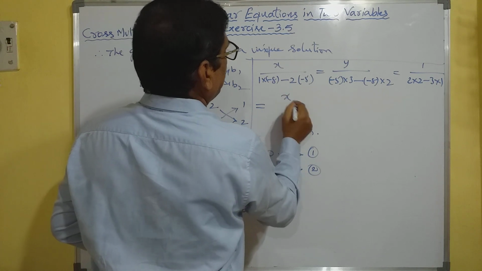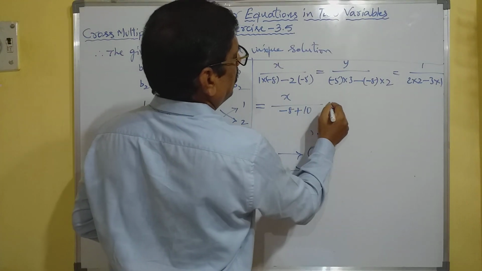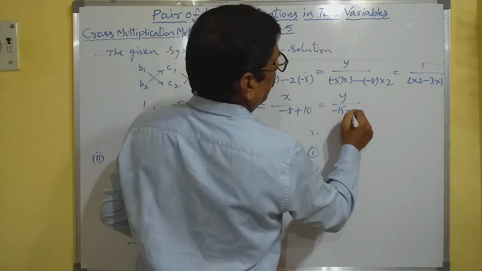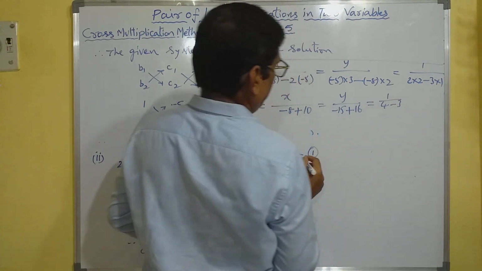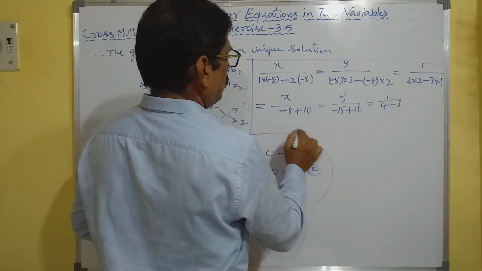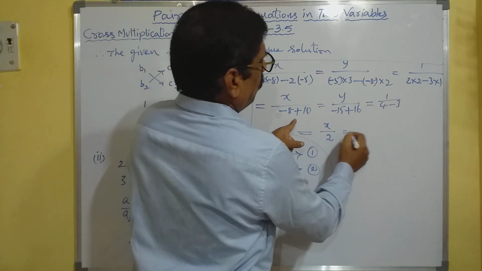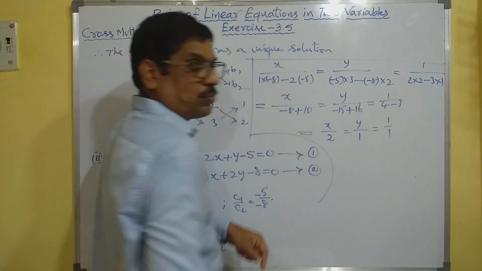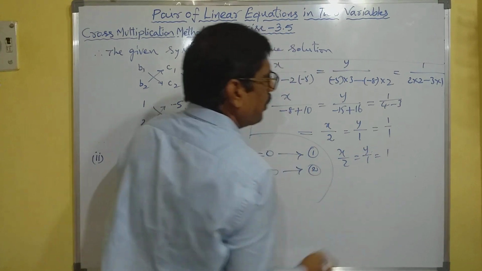So we can write it as x by 1 into minus 8 minus 2 into minus 5, that is minus 8 plus 10, is equal to y by minus 5 into 3, minus 15, minus minus 8 into 2, plus 16, 1 by 2 into 2, 4 minus 3. So this implies x by minus 8 plus 10 is 2, y by minus 15 plus 16 is 1, and 1 by 4 minus 3 is 1. So we get here x by 2 is equal to y by 1 is equal to 1 by 1.